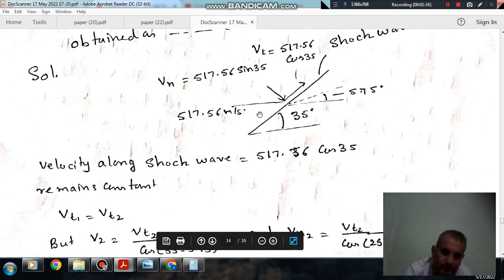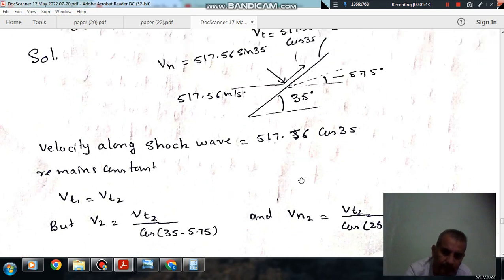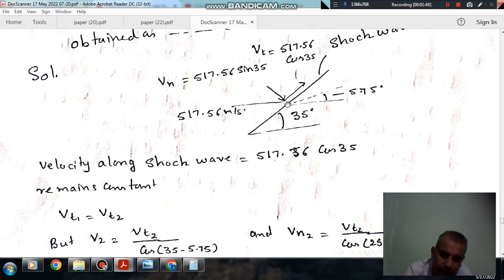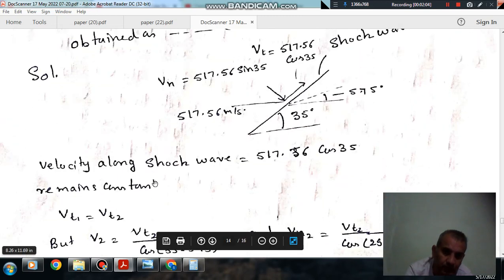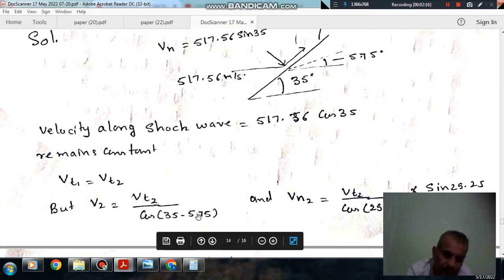So Vt1 is equal to Vt2, but the change occurs across the shock wave. This normal component changes, and due to this the deflection of the velocity component occurs. Deflection is 5.75 degrees, and this is your deflected velocity direction. Now we have Vt1 equal to Vt2, so this is your Vt2, and the angle between Vt2 and this deflected velocity is 35 minus 5.75.